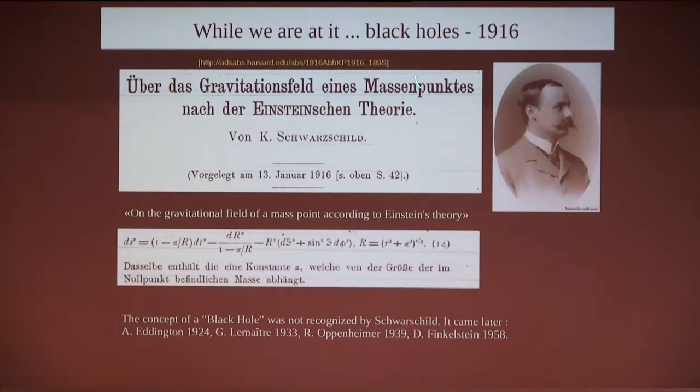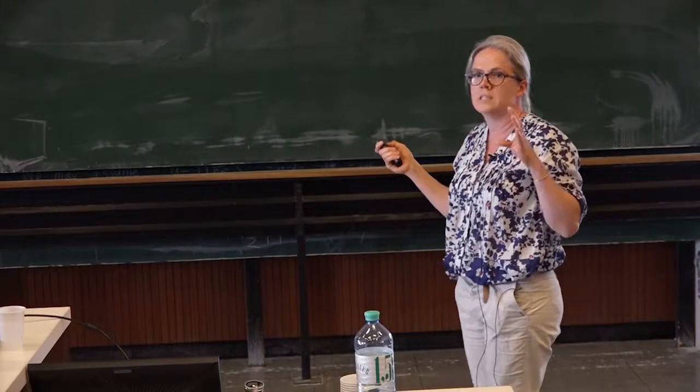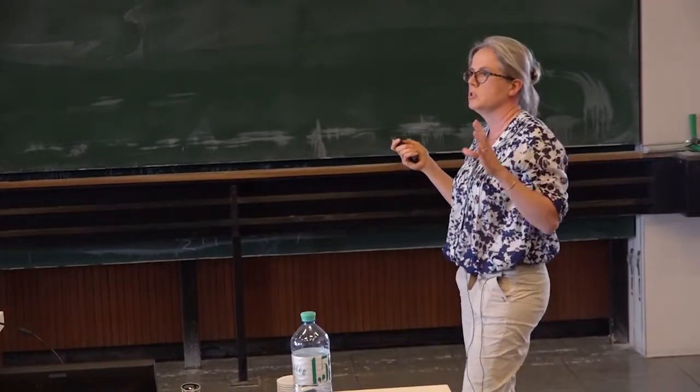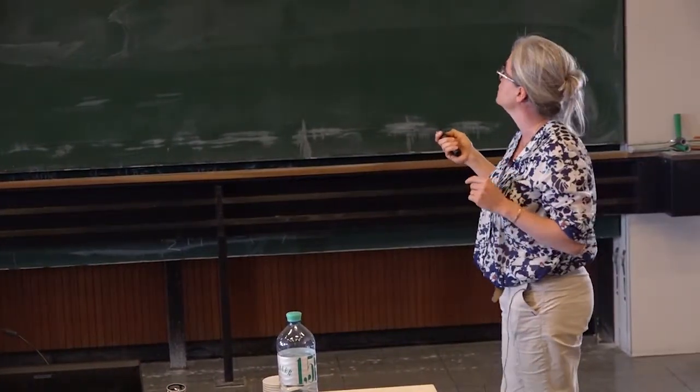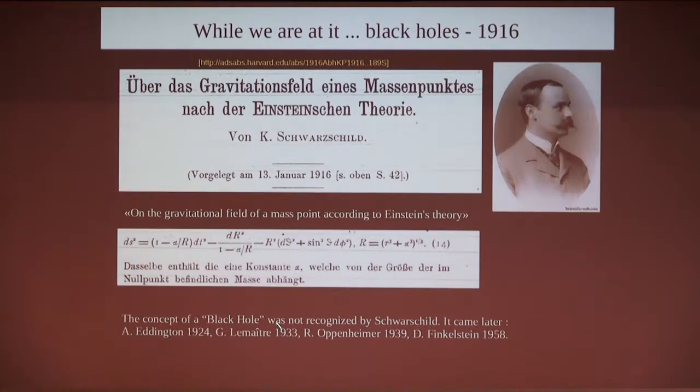Then, of course, in the same years, there was a paper by Schwarzschild describing the solution of the Einstein equation. The word black hole was not mentioned at that time. It was just a solution of the Einstein equation. This solution, or at least the object behind this solution, the metric, was called black hole much later.